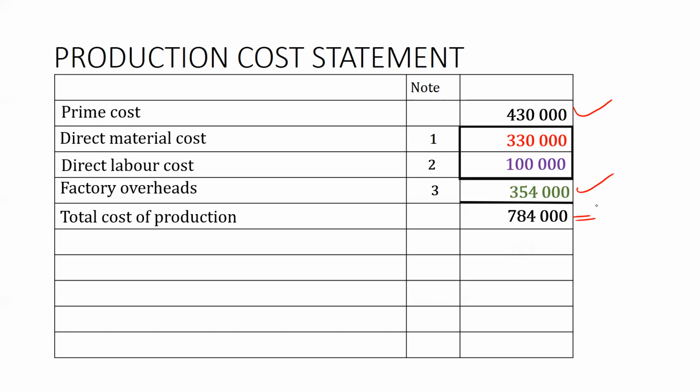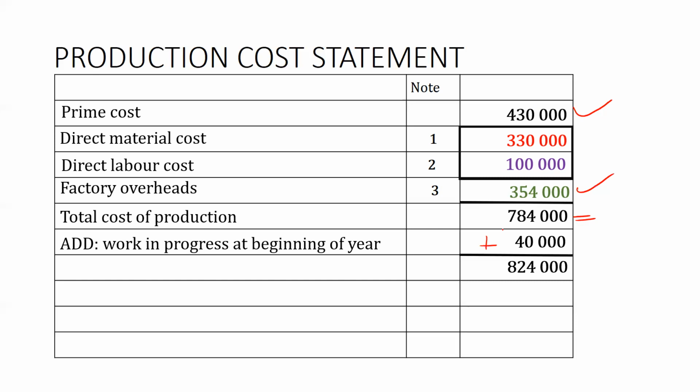And then we're going to add work in progress at the beginning of the year that I did show you at the beginning of these slides, which is 40,000, which was the balance of work in progress at the beginning of the year. These are unfinished goods from last year. So this year we're going to start by first finishing them before we can actually move on. Once we have finished them, our total production now will simply be 824,000.